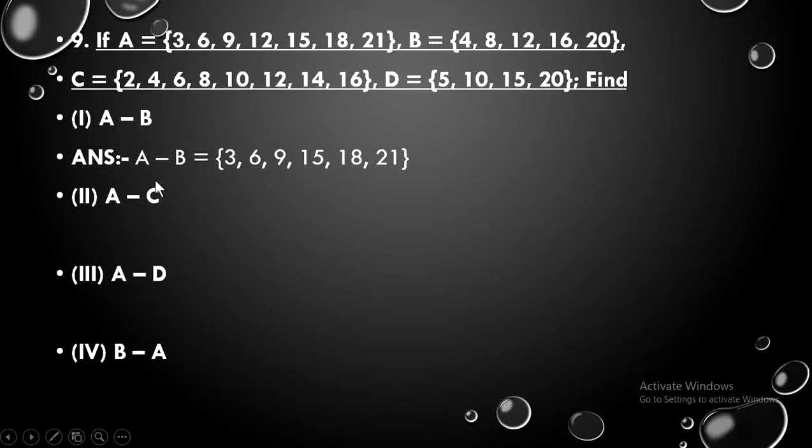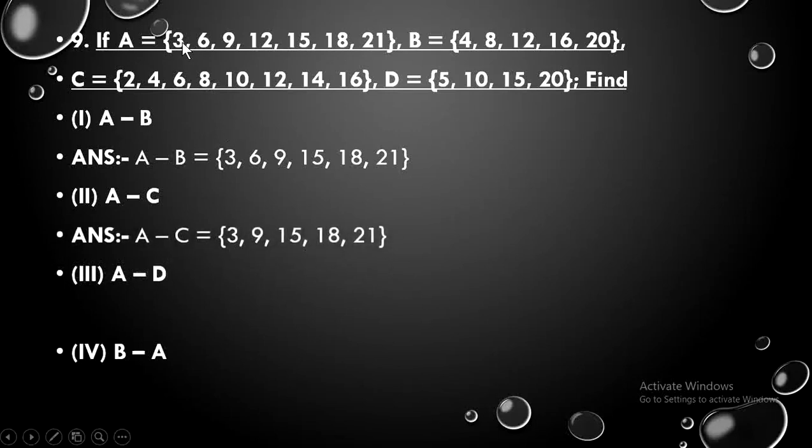Then A minus C, A and C. Now let's find the common elements. So we have 2, 4, 6, 8, right? 6 is common, then 12 is common, and that's all. So 6 and 12 are common in both the sets. Since it is A minus C, A is first, so we will exclude 6 and 12 from set A and write the leftover elements of set A.